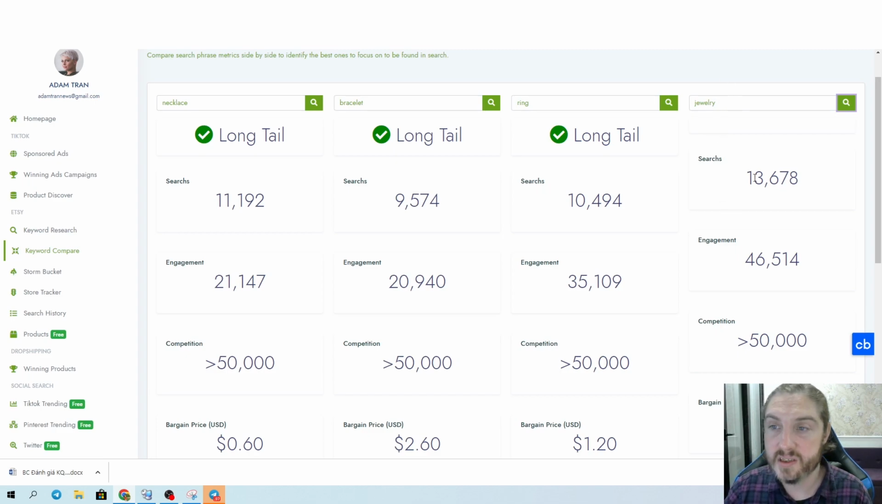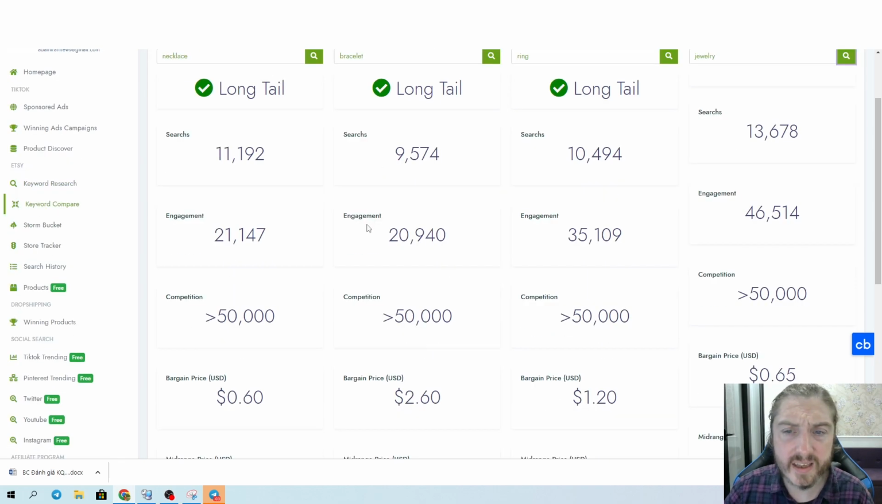Next we can see searches side by side, so we can see that jewelry does get the most searches, but again, as jewelry is maybe a bit vague, we can see that the one that actually does best of a certain product is the necklaces, which has got 11,000 searches so far, 9,000 for the bracelet, and 10,500 for the ring. So we can see that at the moment necklaces are being searched for more.